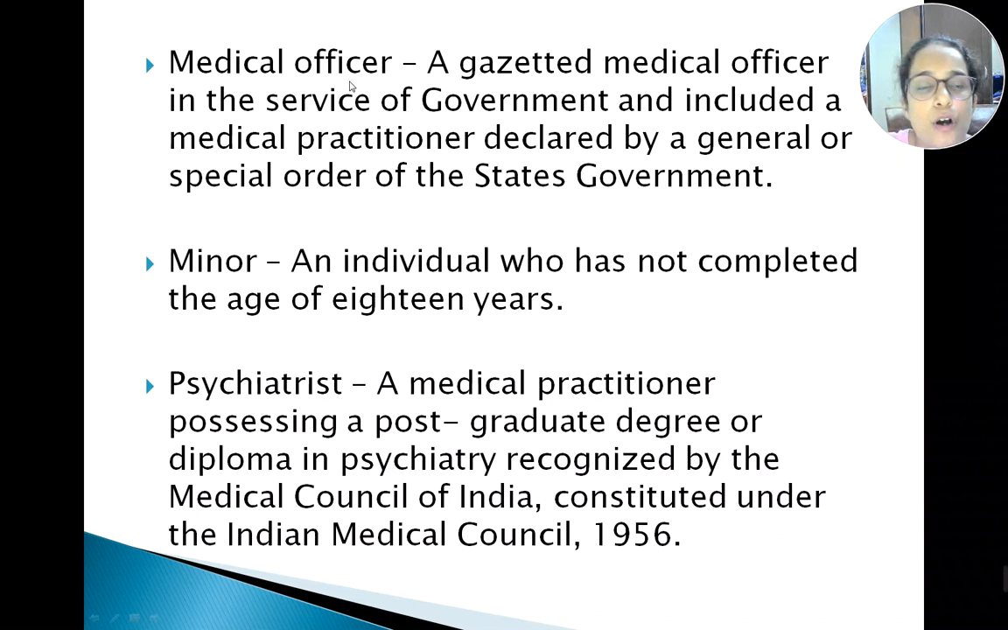Next is medical officer. So who is the medical officer in this context? According to this act, a graduate medical officer in the service of government, and includes a medical practitioner declared by a gazette or special order of the state government. Means the person who has a certificate as a medical practitioner declared by a gazette or special order by the state government, that is known as the medical officer. Next definition is of minor. Who is a minor? One who has not completed the age of 18 years.